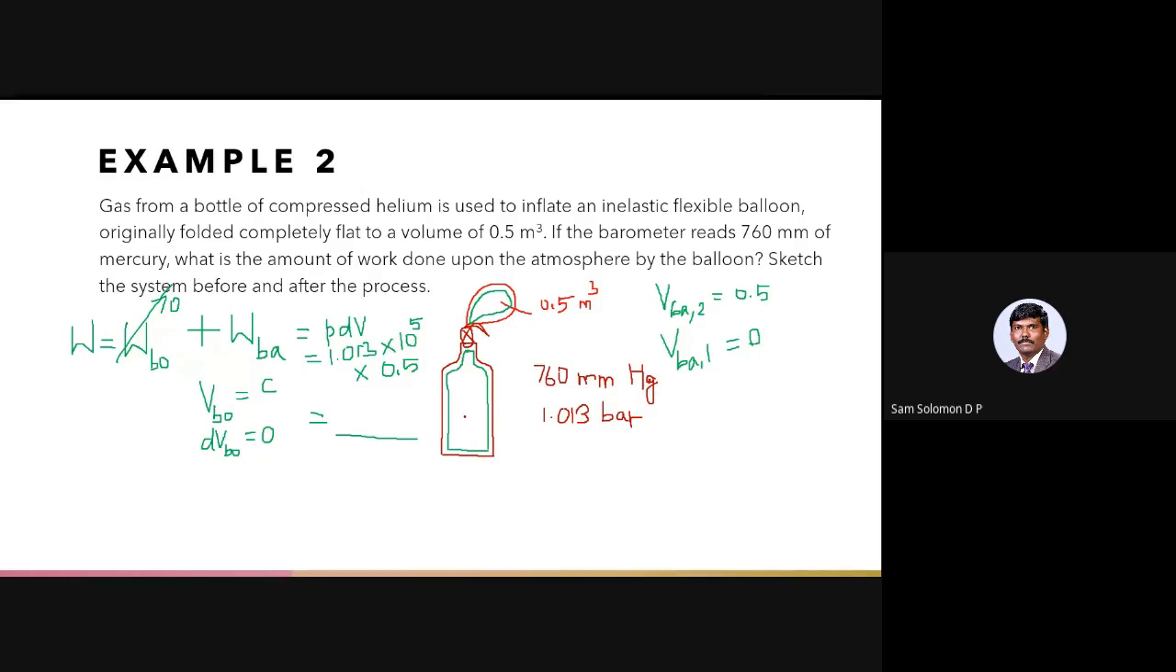Are you following me? Yes, sir. 5 meter cube is the volume of the bottle, so 5 meter cube of air is inside the bottle. Of that 5 meter cube of air, 0.5 meter cube of air has entered into the balloon. Is that clear? But is there any change in the volume of the bottle? No. The volume of the bottle is 5, but the volume of air inside the bottle is 4.5. Is that clear?